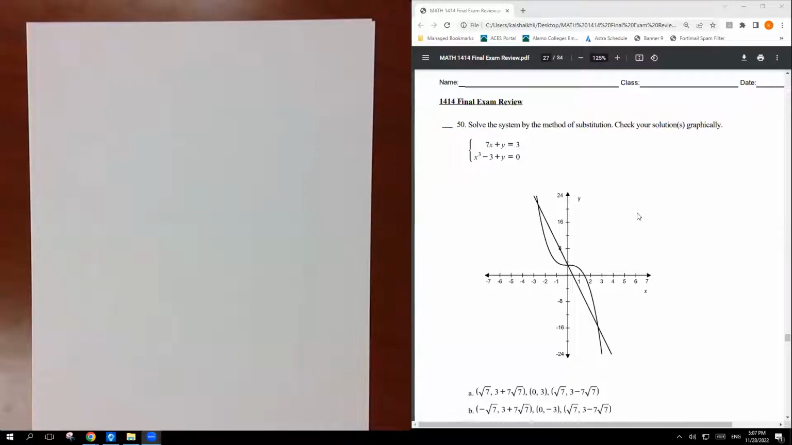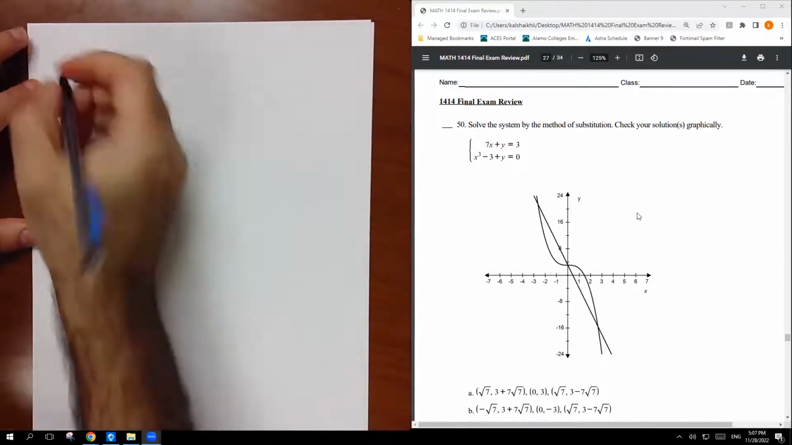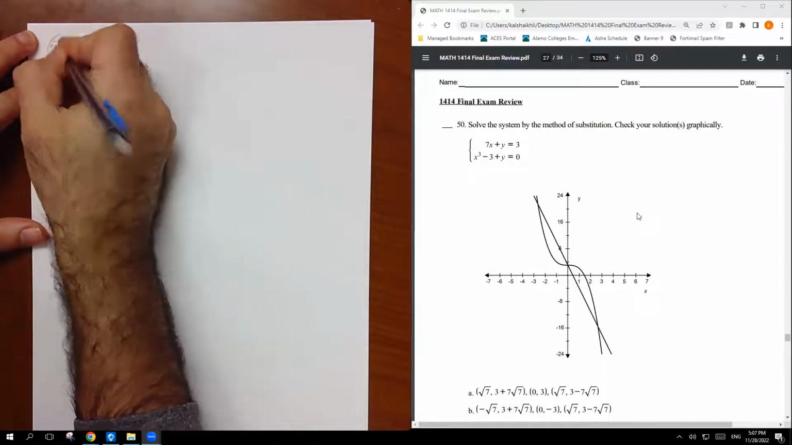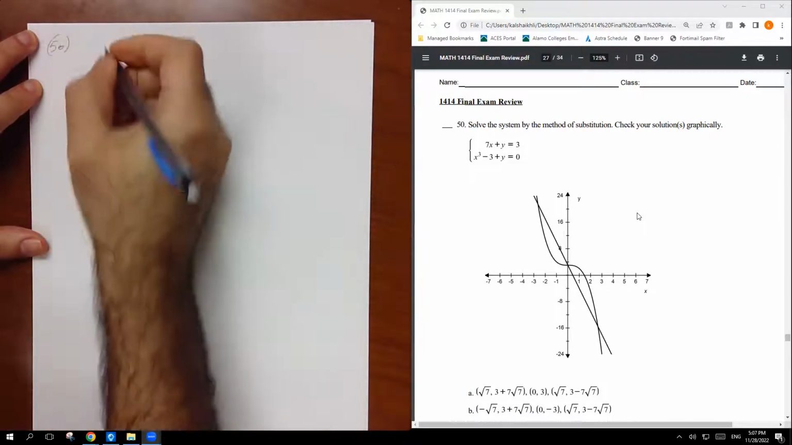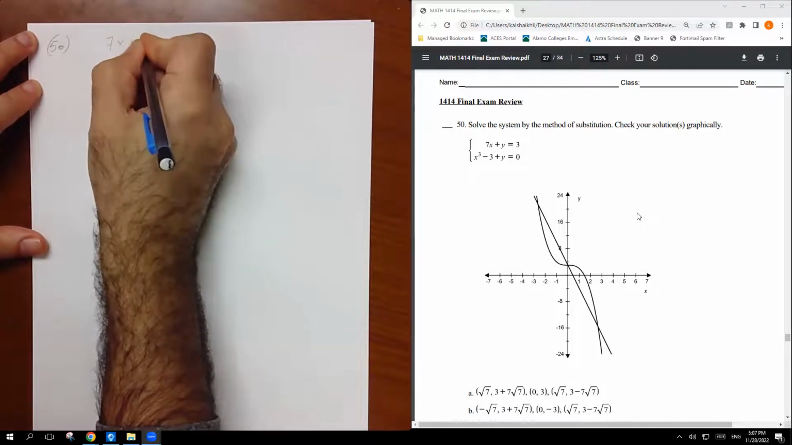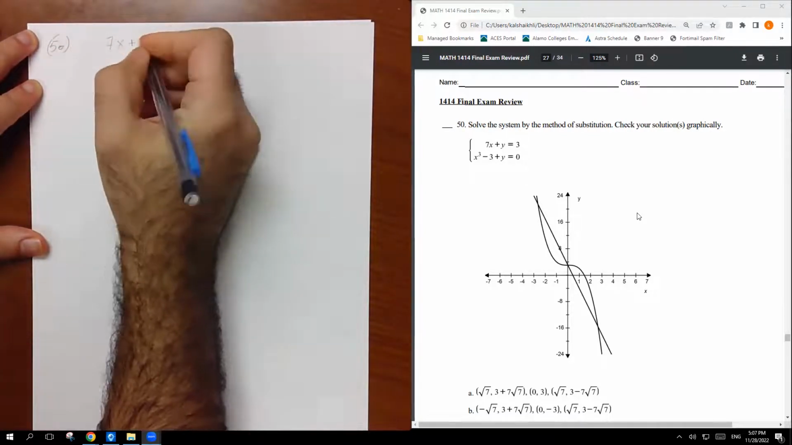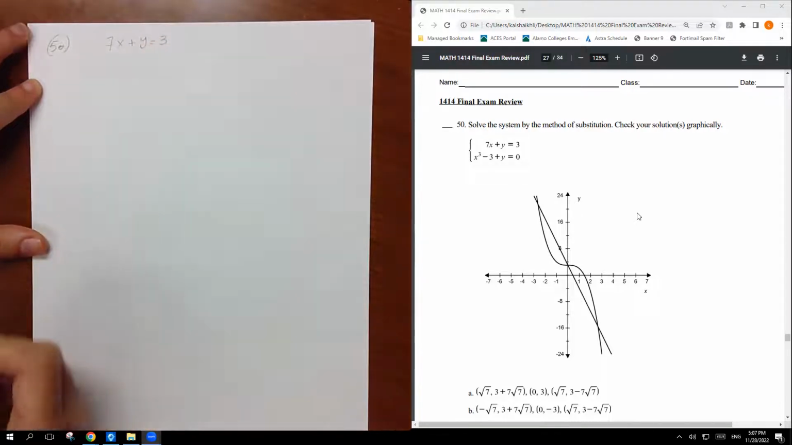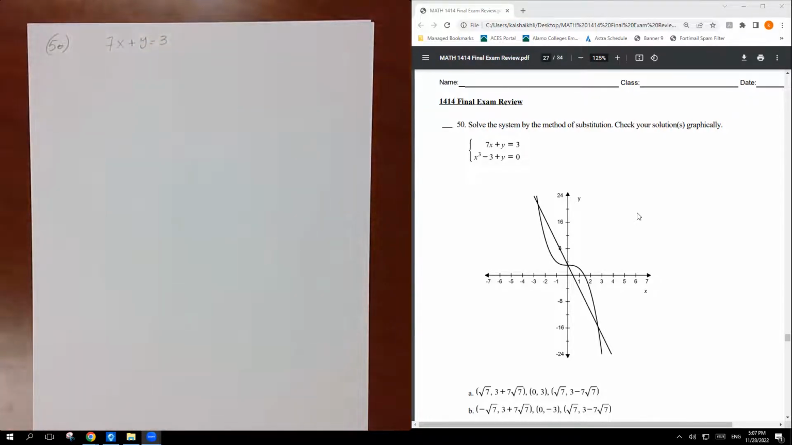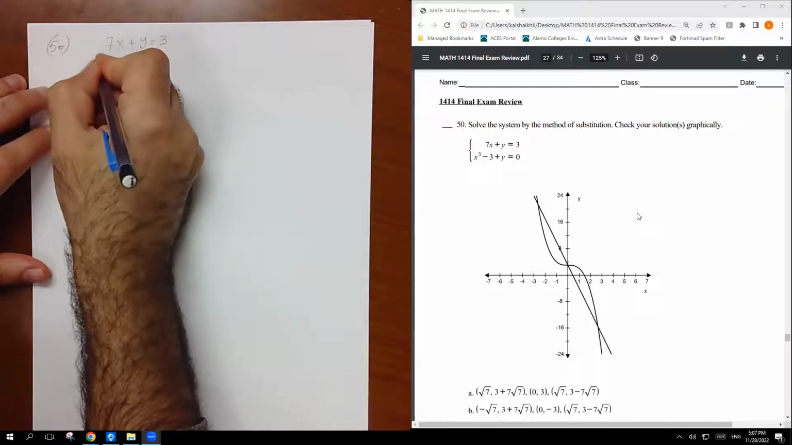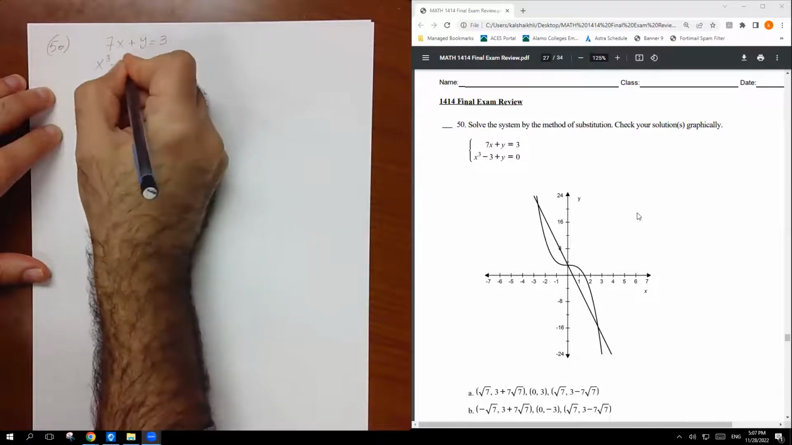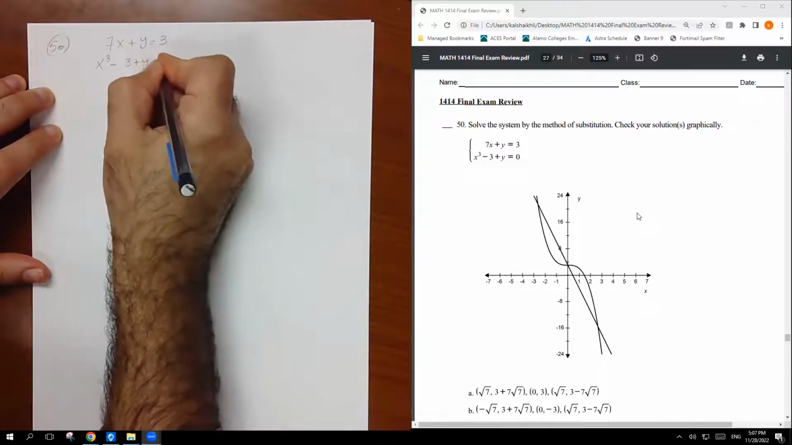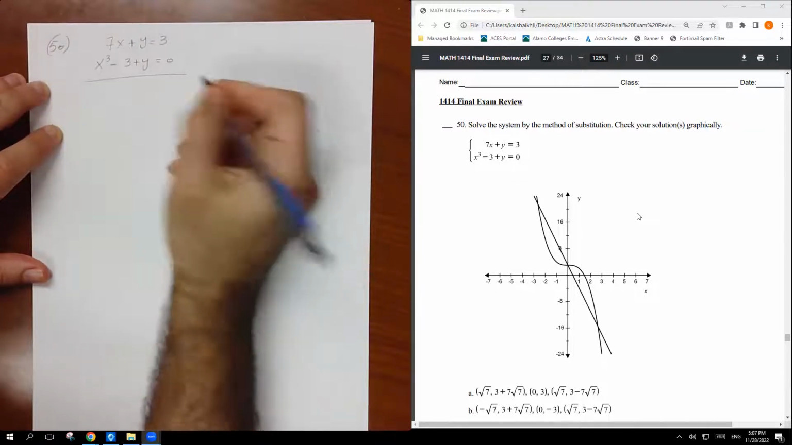So for number 50, solve the system by substitution method. So we're going to solve by substitution method. So let's check the first equation is 7x plus y equals 3. And the second one is x cubed minus 3, so x cubed minus 3 plus y equals 0. So we need to solve the system by substitution.